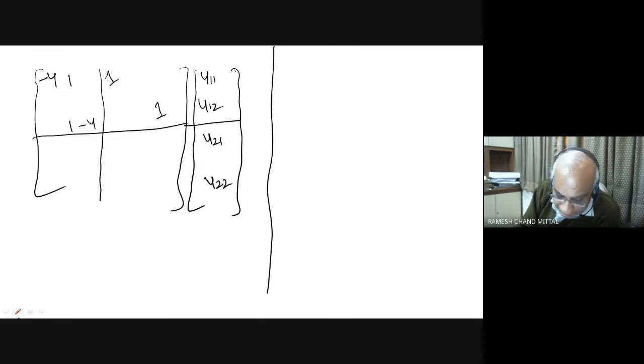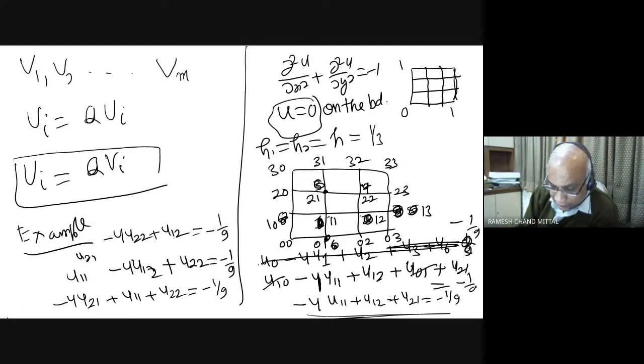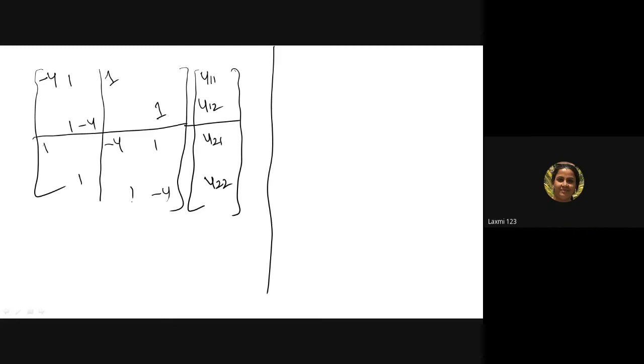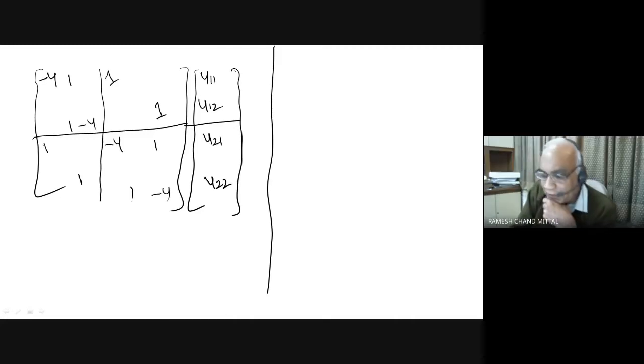If you have any issue, tell me. Yes, it is very much clear. So now I take this line. When I take this line, my u11 comes from here again: 1, 1, and then minus 4, 1, and 1, minus 4. This is my first line, with minus 1 by 9, minus 1 by 9, similarly minus 1 by 9, minus 1 by 9.